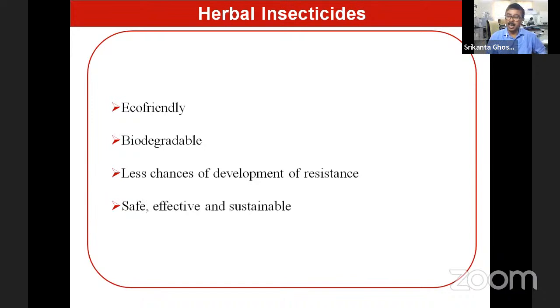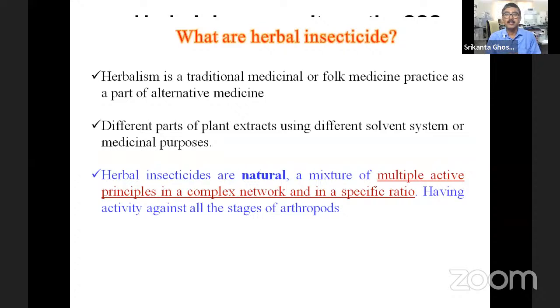Another advantage is that the chances of development of resistance are less. Why? All the phytoformulations, the natural formulations, are combinations of multiple active principles. When multiple active principles work in synergy and are present in defined ratios, the chances of development of resistance to multiple components is very low. While insecticides target a particular receptor or target, even a single point mutation is sufficient for that insecticide to stop working. Here, that type of thing is not there. This is one of the major positive sides of the use of natural formulations, the multiple principles.